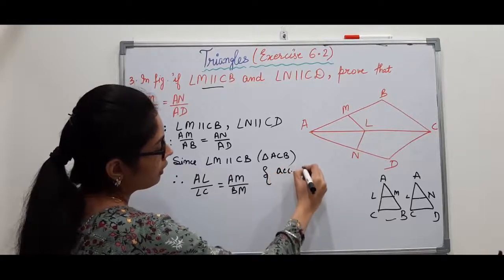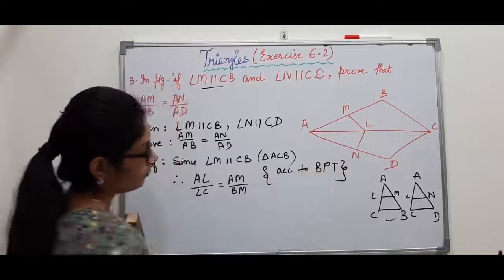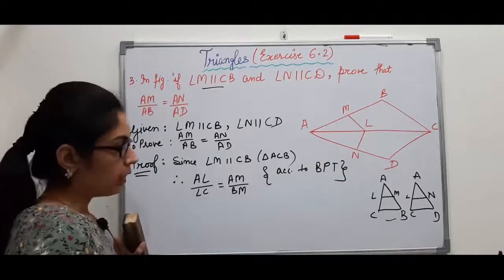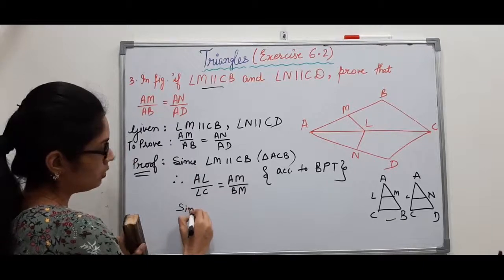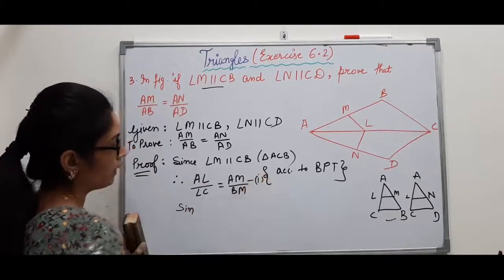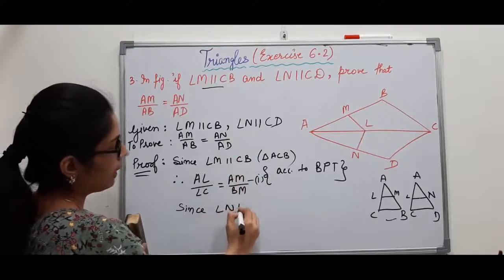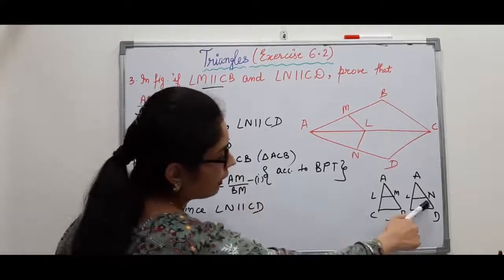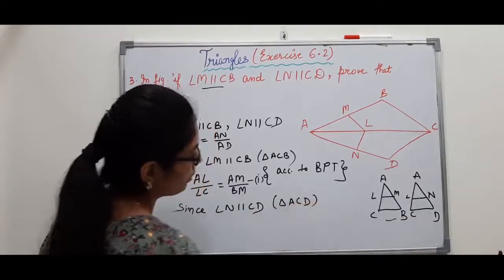According to BPT, you can write the basic proportionality theorem, Theorem 6.1, which we have already done. Now let's mark it as point number 1. You can write that LN is parallel to CD in this triangle ACD.